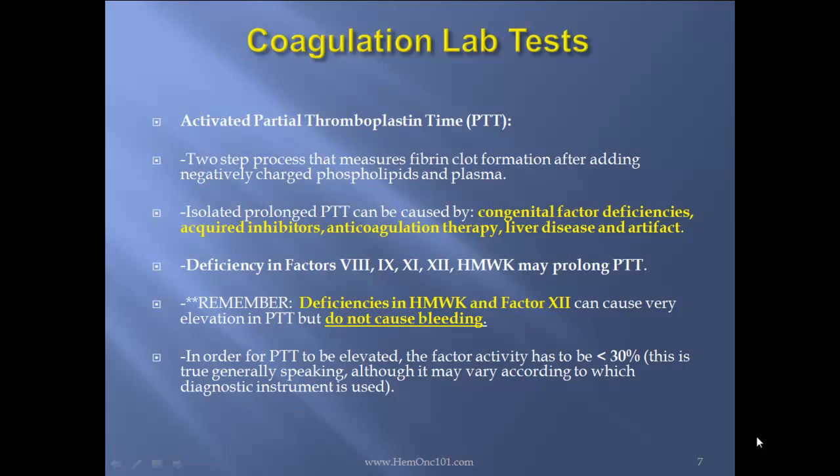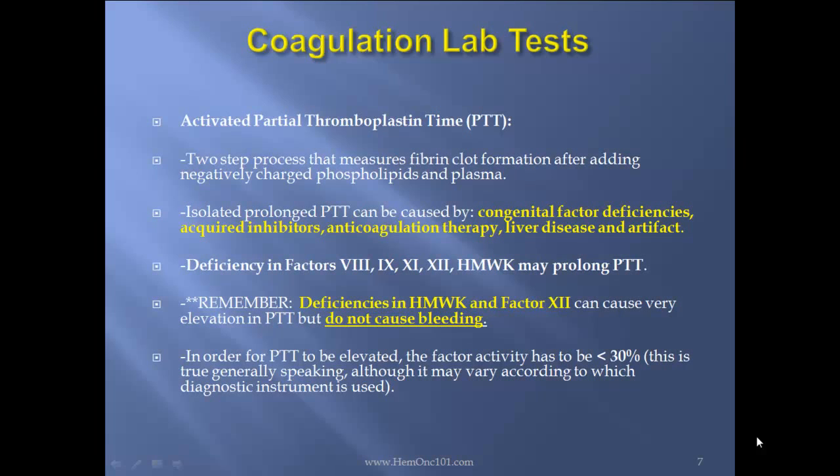The activated partial thromboplastin time is a two-step process that measures fibrin clot formation after adding negatively charged phospholipids in plasma. Isolated prolonged PTT can be caused by congenital factor deficiencies, acquired inhibitors, anticoagulation therapy, liver disease, and artifact. Deficiencies in factors 8, 9, 11, 12, high molecular weight kininogen can all prolong PTT. Remember, not factor 13.